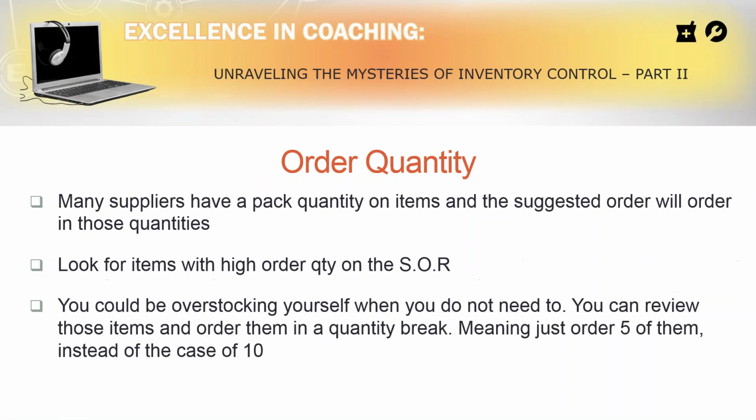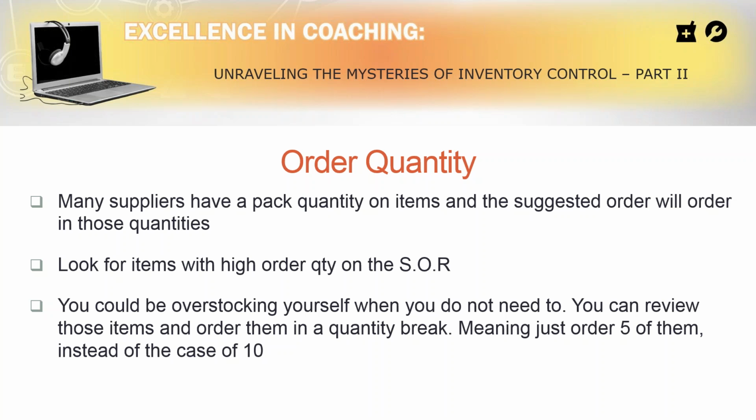Okay, and then order quantity. A pack quantity on items, and the suggested order will order it in those quantities if you tell it to. Okay. Look for items with high order quantity on the SOR. So in that, I'll show you here in a second, in that order quantity section, if it's something like 20 or 30, that's going to kind of be a red flag for you. You could be very easily overstocking yourself when you don't need to.